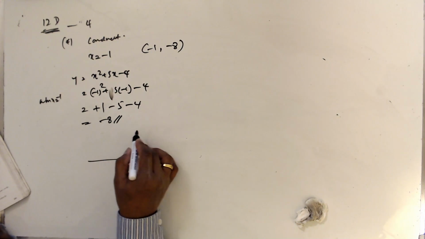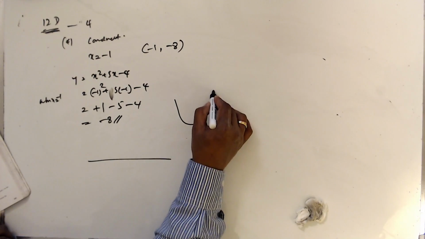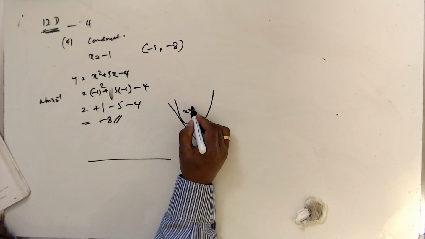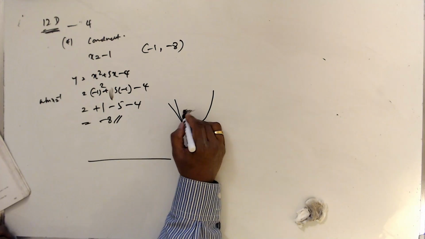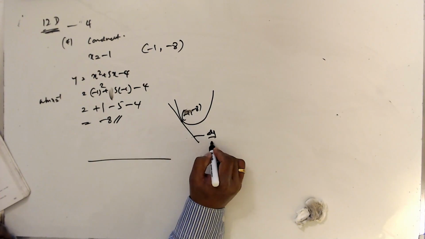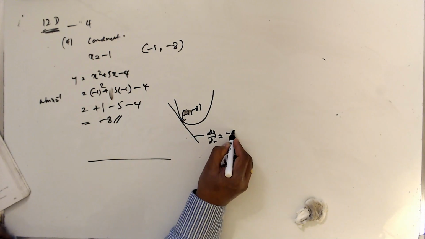Right? For this curve, when x equals minus 1, at this point, the gradient is minus 3.